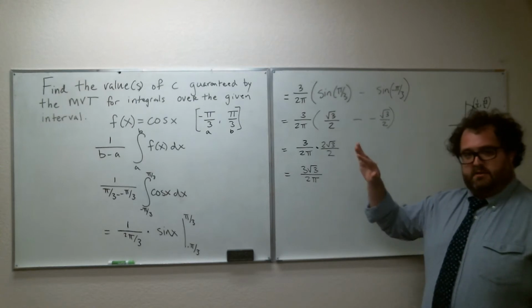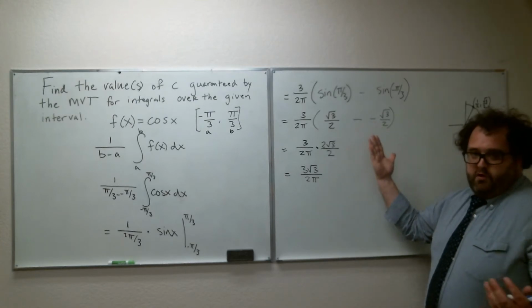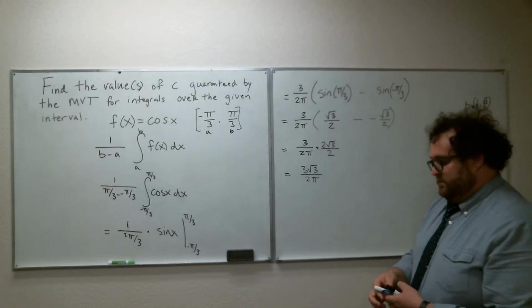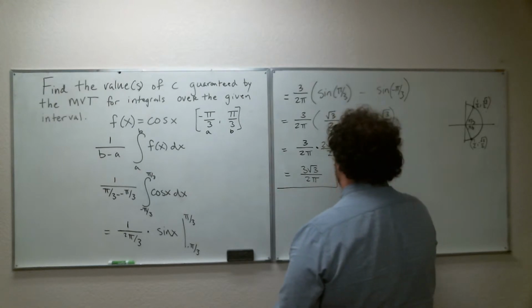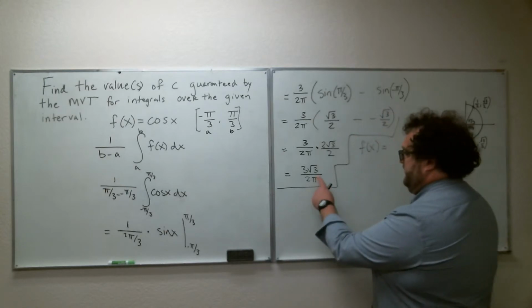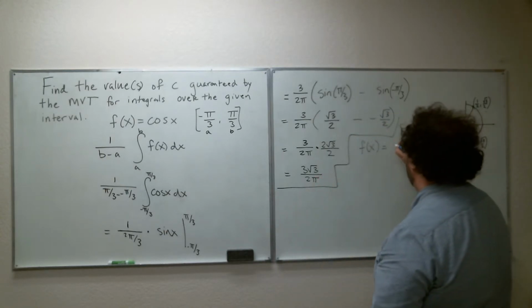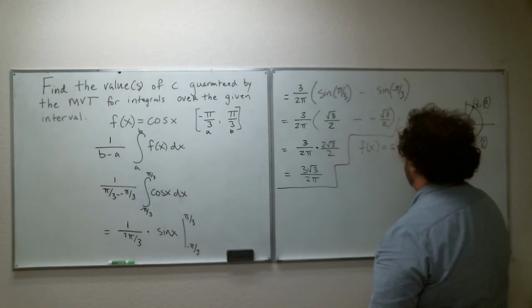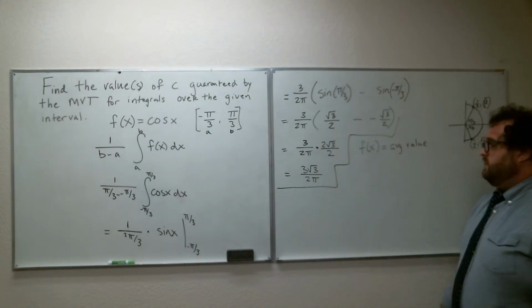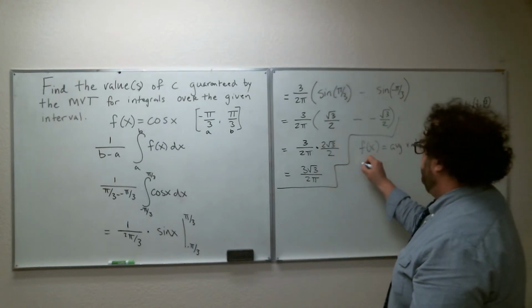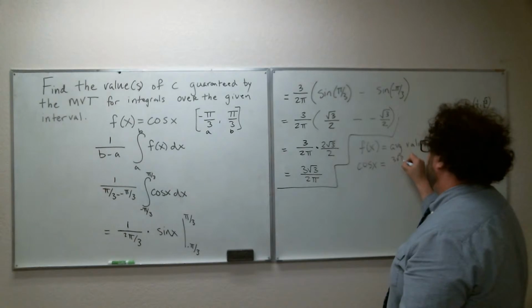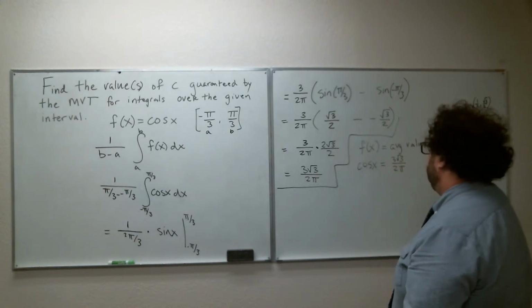And since cosine is a periodic function, it might occur more than once. We'll just have to see. To solve questions like this, essentially we just need to solve f of x equals, by the way, we call this f of c, the average value. So I'll say we need to solve f of x equals average value. Okay? In other words, we need to solve cosine x equals 3 root 3 over 2 pi.